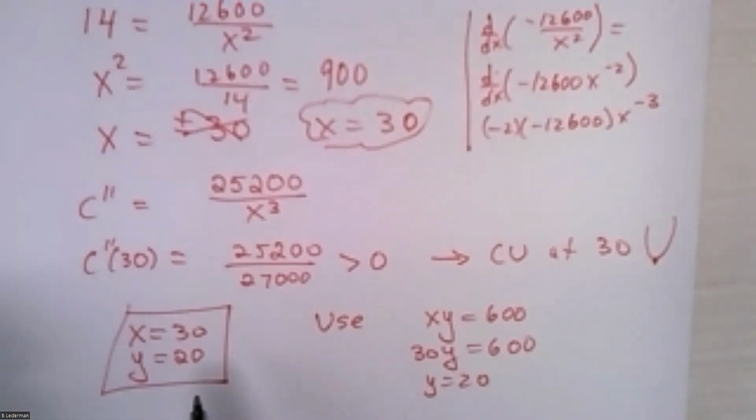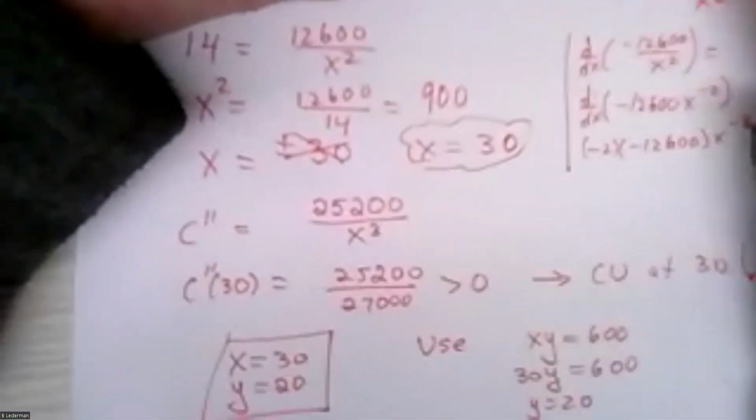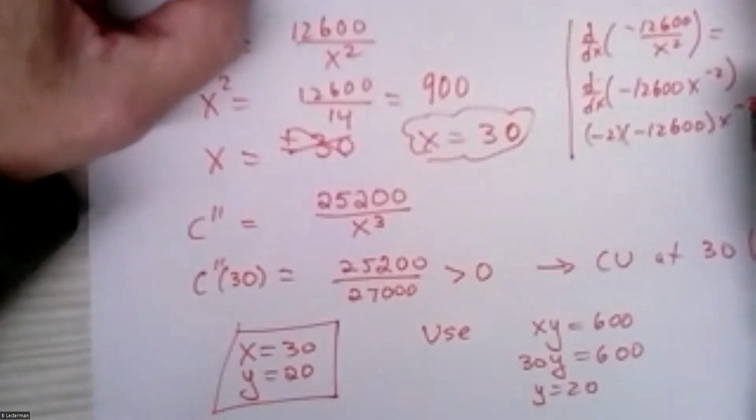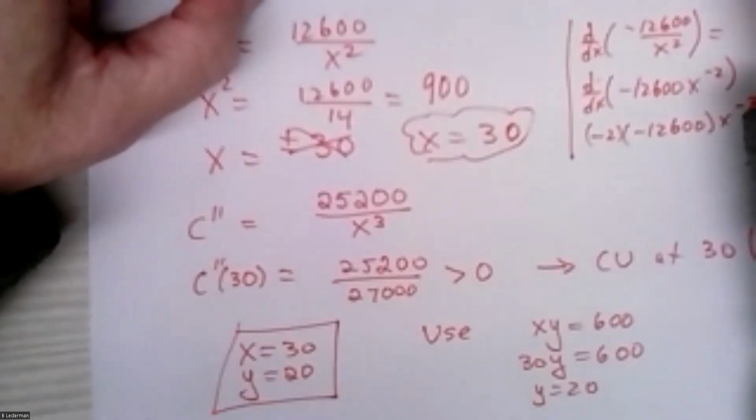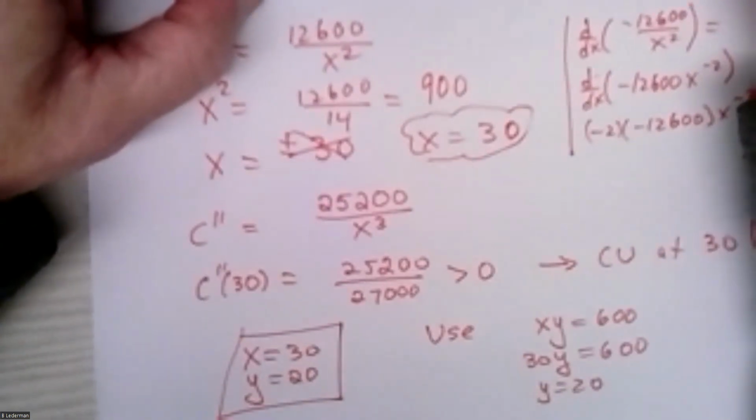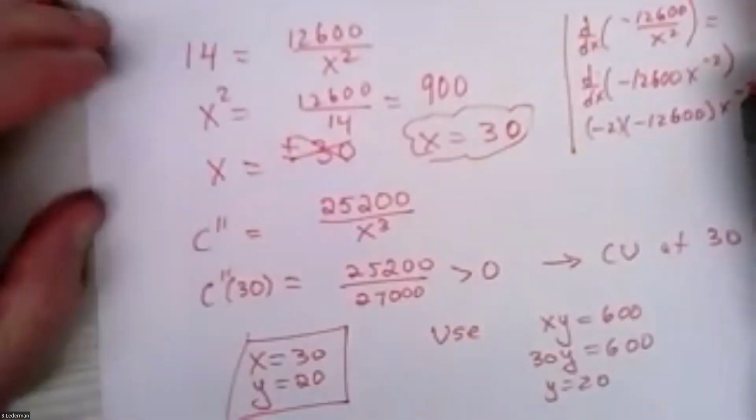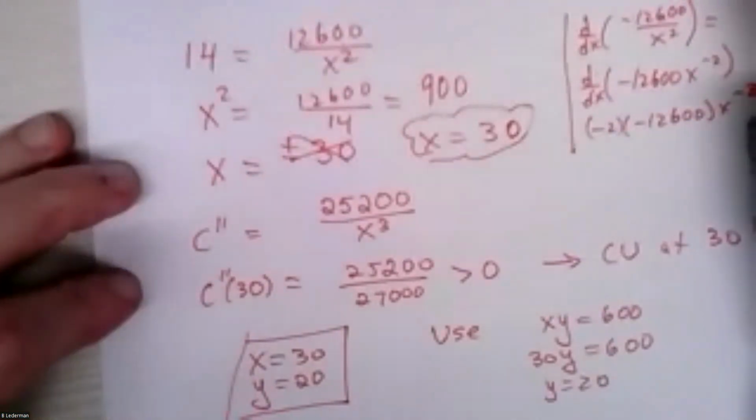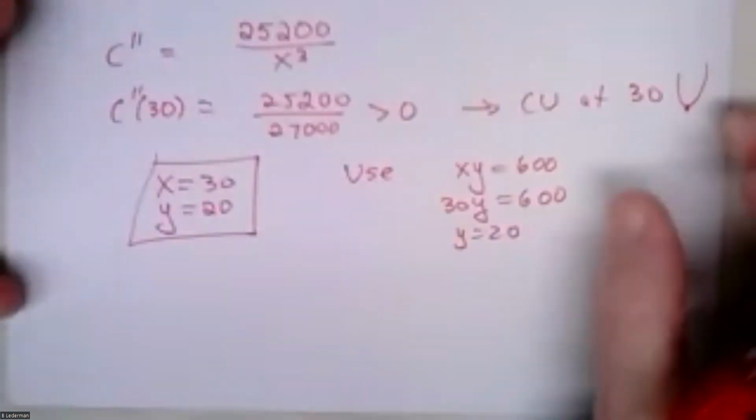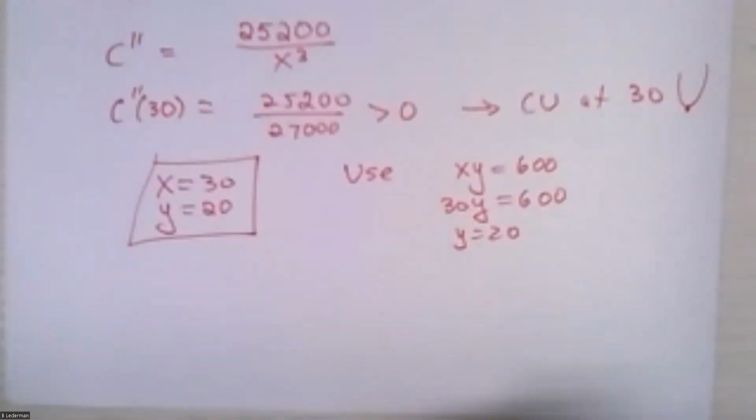Let's see what the actual cost is going to be, since we know the dimensions. I know that 20 times 30 equals 600, but I want to find the actual cost. It had better be in the budget, because it's the smallest amount.